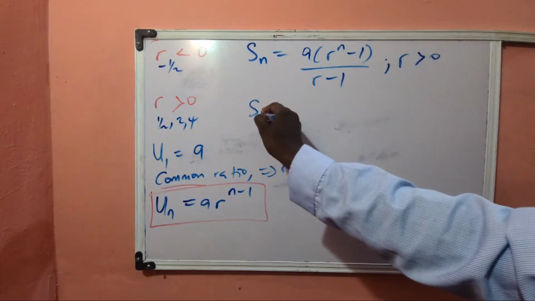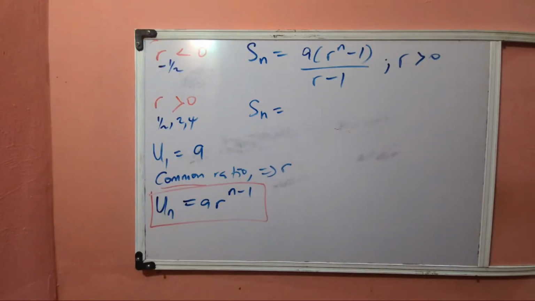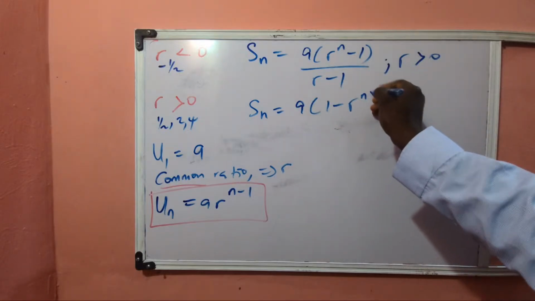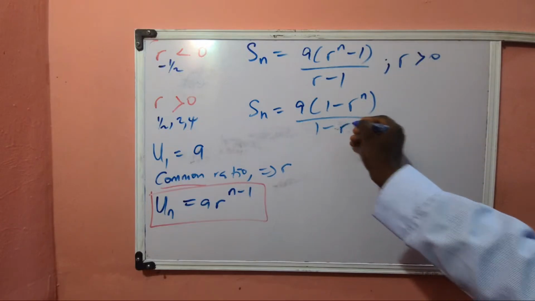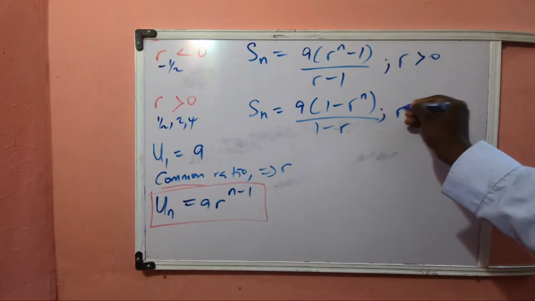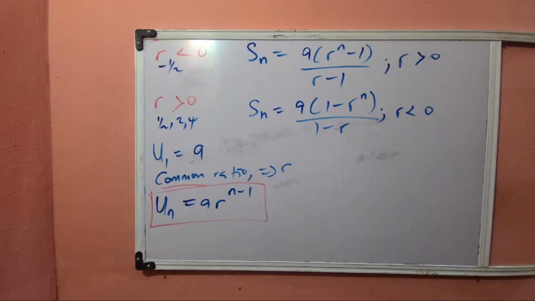And when you have r less than 0, the formula will be similar but not exactly the same. We will have a into 1 minus r raised to the power n over 1 minus r. This is for when we have r less than 0. All right, so these are some of the very vital formulas that you have to note when dealing with geometric progression.